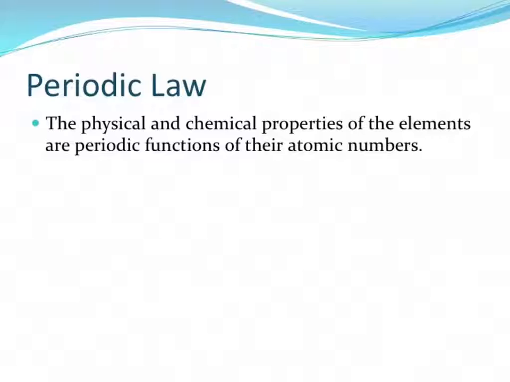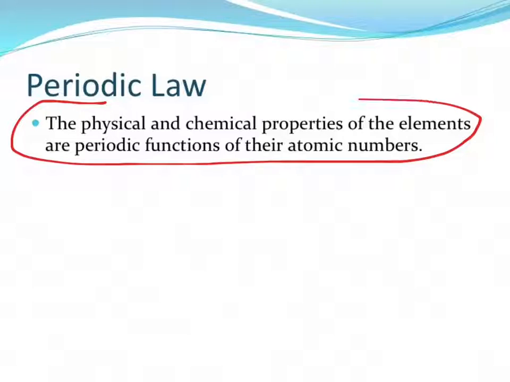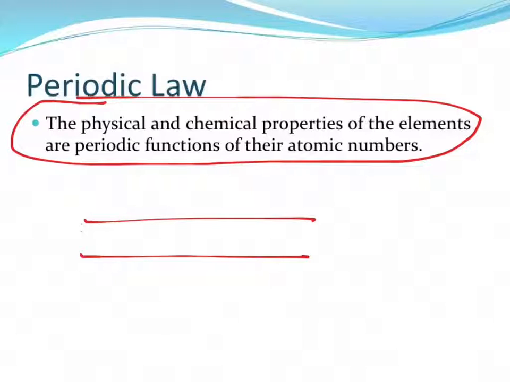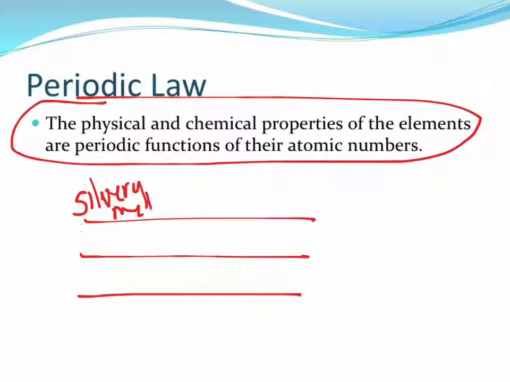So the periodic law says that the physical and chemical properties of the elements are periodic functions of their atomic numbers. So because of their atomic numbers, we have this periodicity, we have this repeating pattern. We get to the end, and then we see that we have those properties repeating again. Get to the end, and then our properties repeat again. So this would be a silvery metal. And this would be a gas.